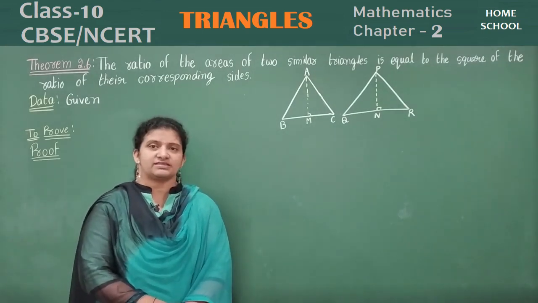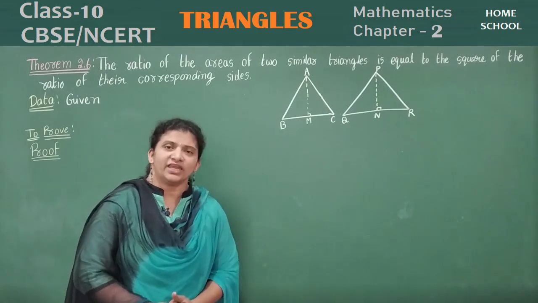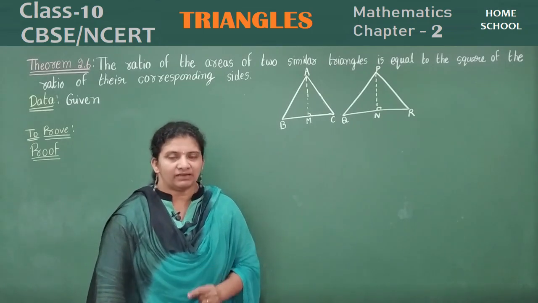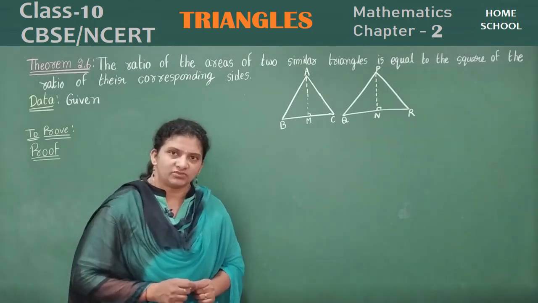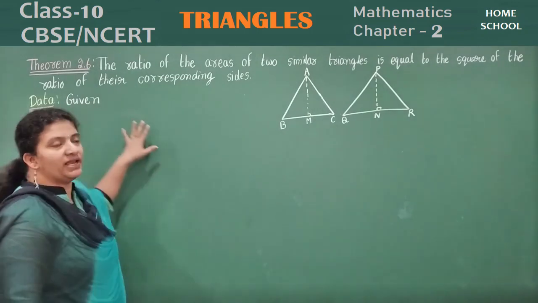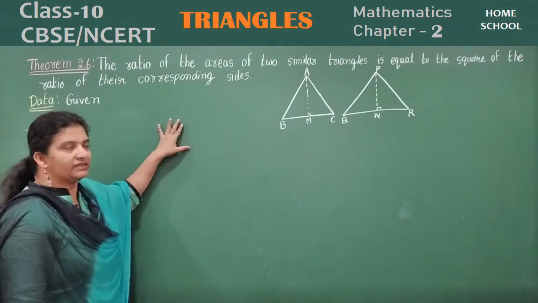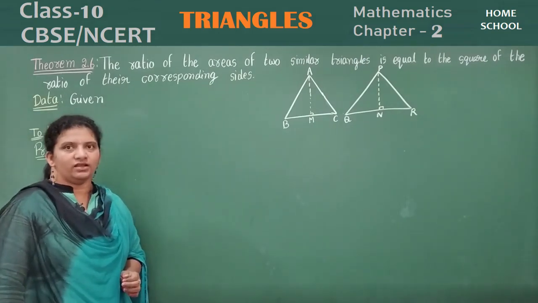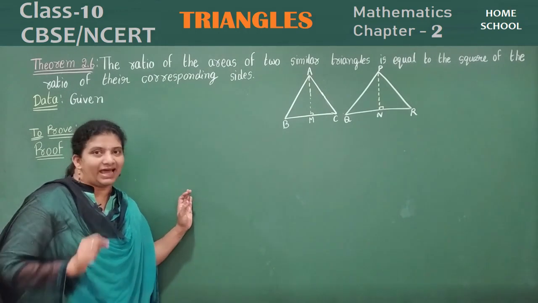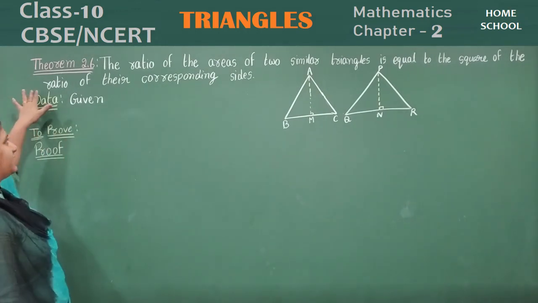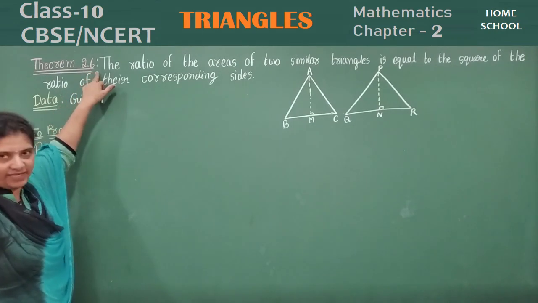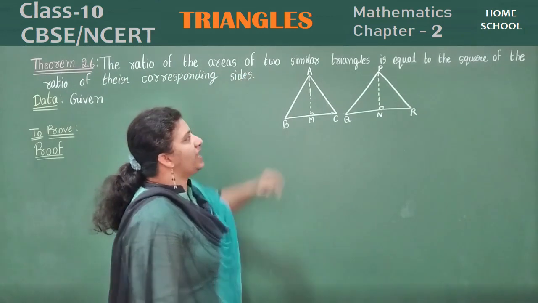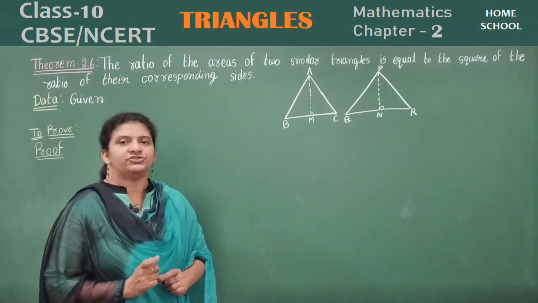Before starting our next exercise, we are going to deal with one very important theorem, that is areas of similar triangles. What is the theorem, children? Areas of similar triangles, if any theorem has, this is the theorem you need to write. This theorem has its own importance here, children. So try to practice this theorem now itself, right? So let's see the statement here. Theorem 2.6. The ratio of the areas of two similar triangles.